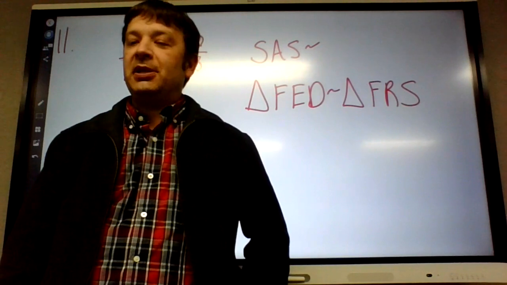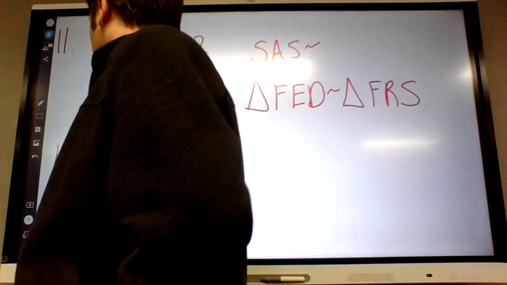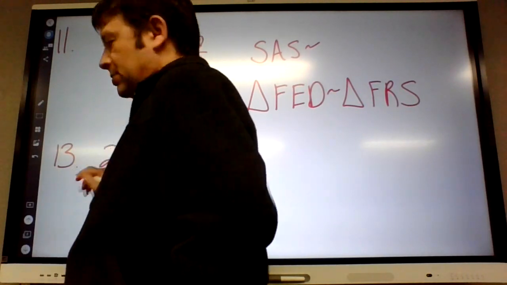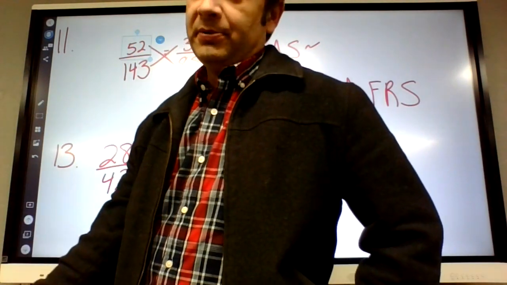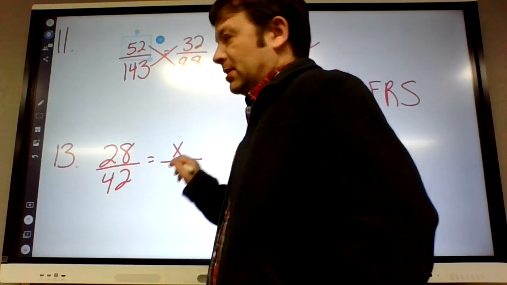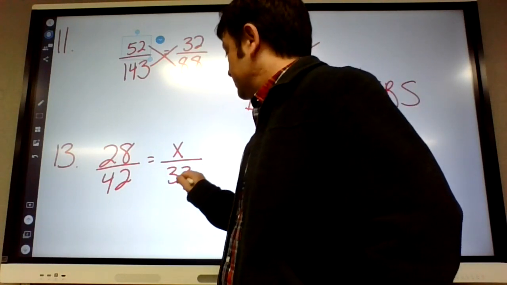Okay, so yeah, set up two equal ratios. So 28 on that top triangle would match 42 on the bottom triangle. So 28 over 42 should equal, okay, on the top triangle, the question mark, so I'll just call that X, goes with 33 on the bottom triangle.